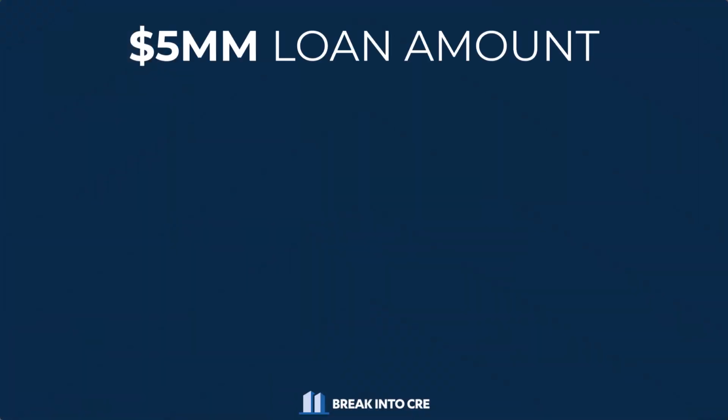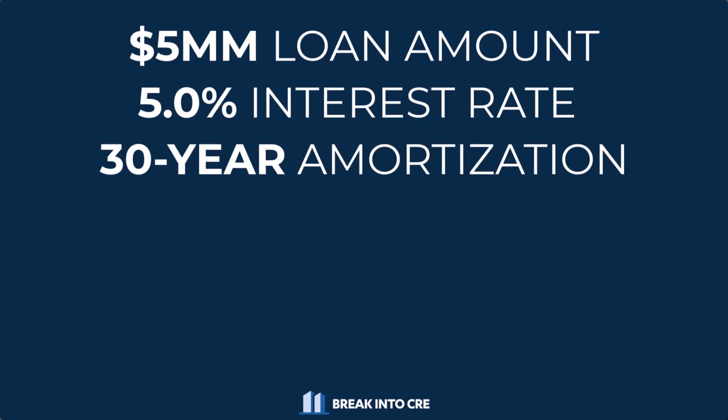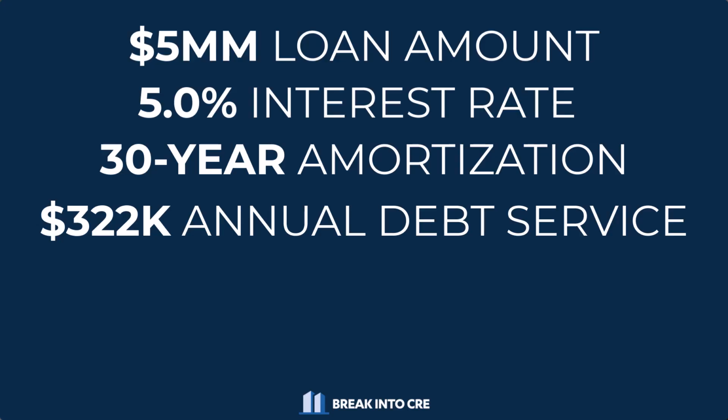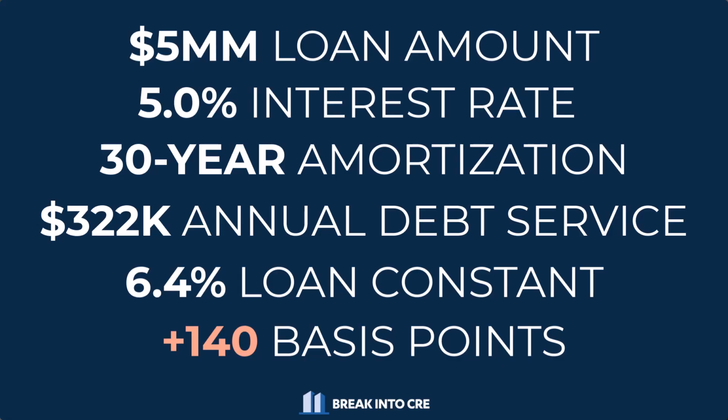For example, if a borrower were to take out a $5 million loan at a 5% interest rate, amortizing over 30 years, the annual debt service on that loan would be just over $322,000, which would make the loan constant 6.4% or 140 basis points above that interest rate.